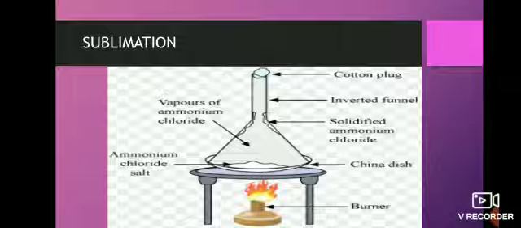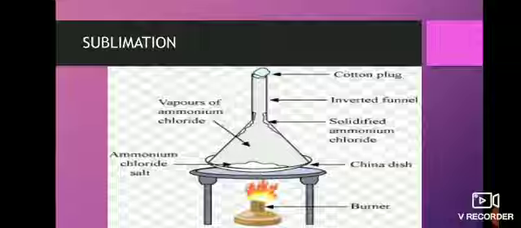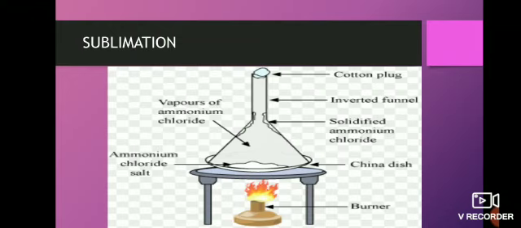Take a mixture of camphor and powdered salt in a china dish and cover it with a funnel. Close the tube of the funnel with cotton. Place the dish on a stand and heat it with a burner like you are seeing here. So what happens after? Let us see. What do you see after this?